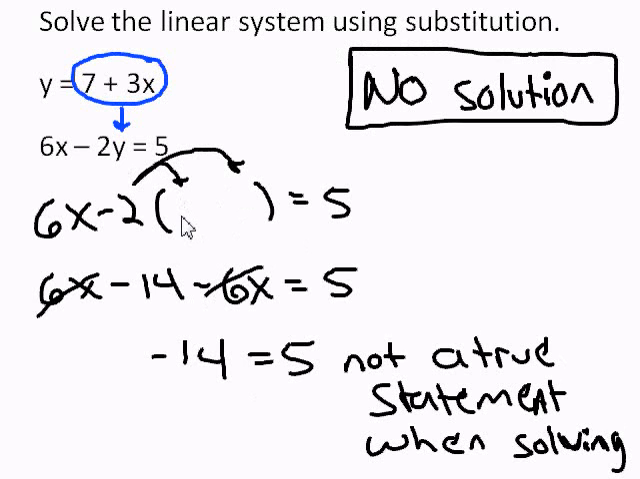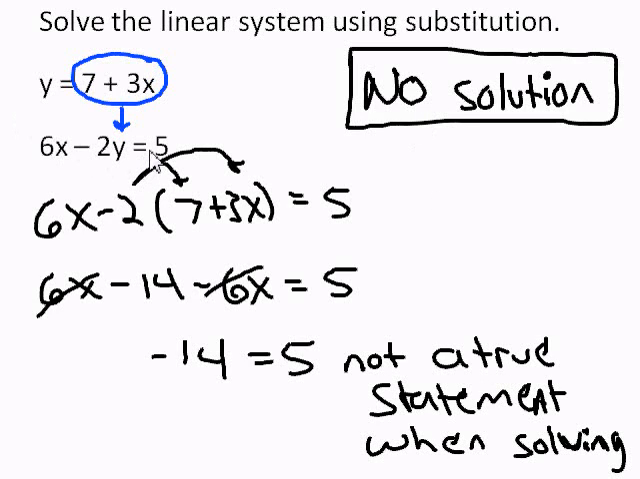When trying to solve the equation, you might have noticed that the 6x and the negative 6x canceled out, leaving us with negative 14 equals 5. Negative 14 does not equal 5. It's not a true statement, and we got not a true statement when solving. So when this happens, you know that there's no solution.